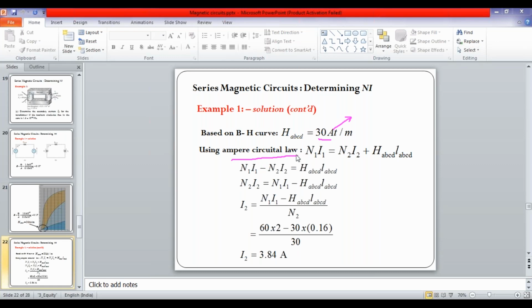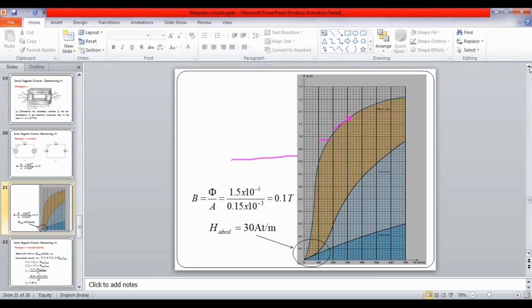Or simply say that it is KVL. That is, the algebraic sum of the MMF forces within a loop is equal to 0. Before explaining this one, I will explain the graph also. According to the request of the student 24, I will explain this once again.